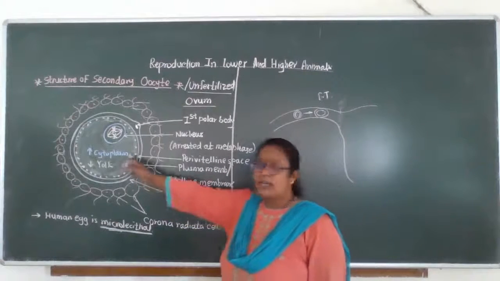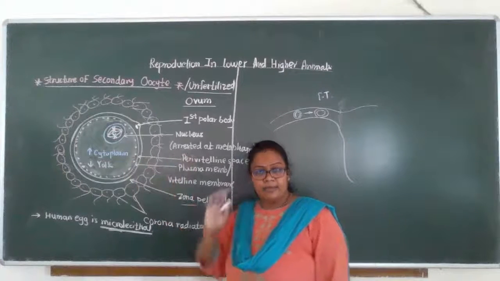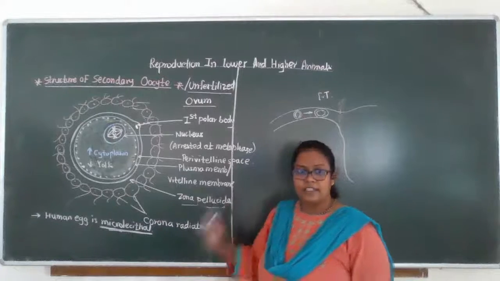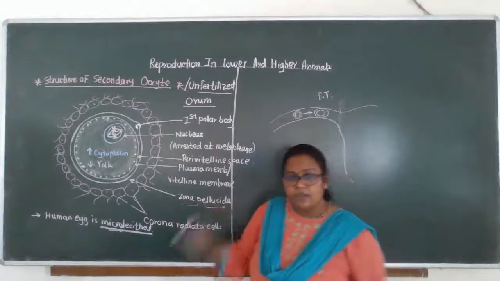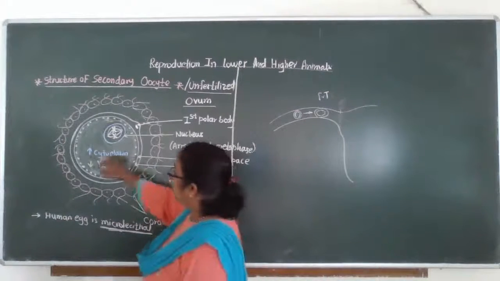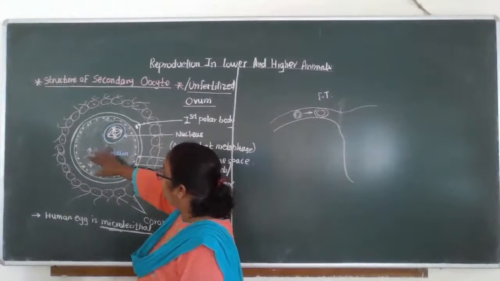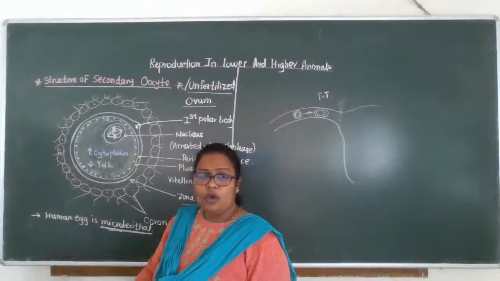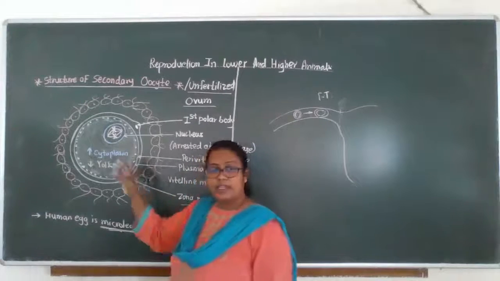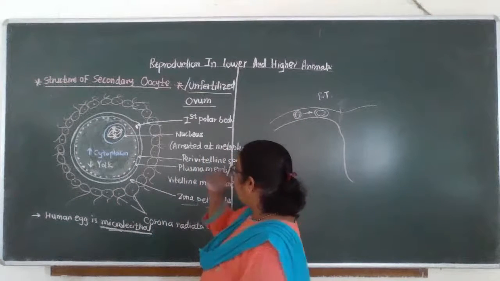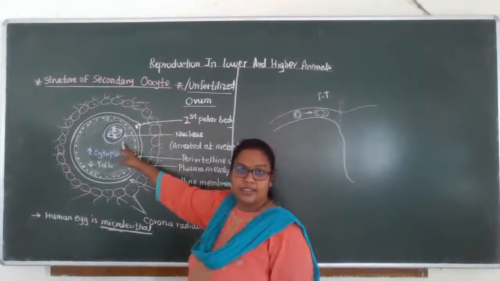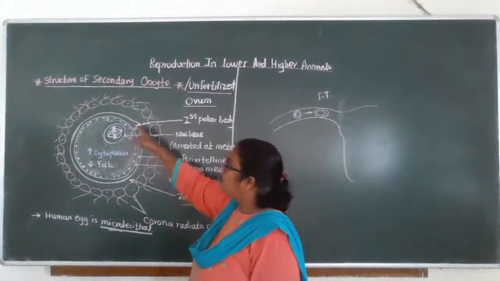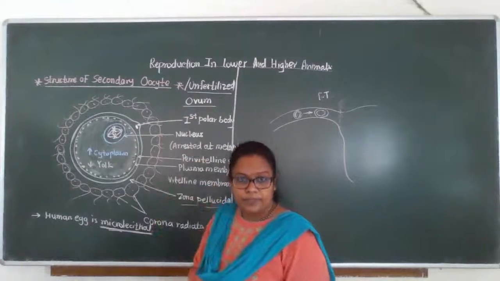Why? Because there is abundant cytoplasm and a very small amount of yolk. Yolk quantity is very less. And because of the abundant cytoplasm, this cytoplasm pushes the nucleus towards the periphery. So the nucleus of the secondary oocyte is acentrally placed, near the site of the first polar body.